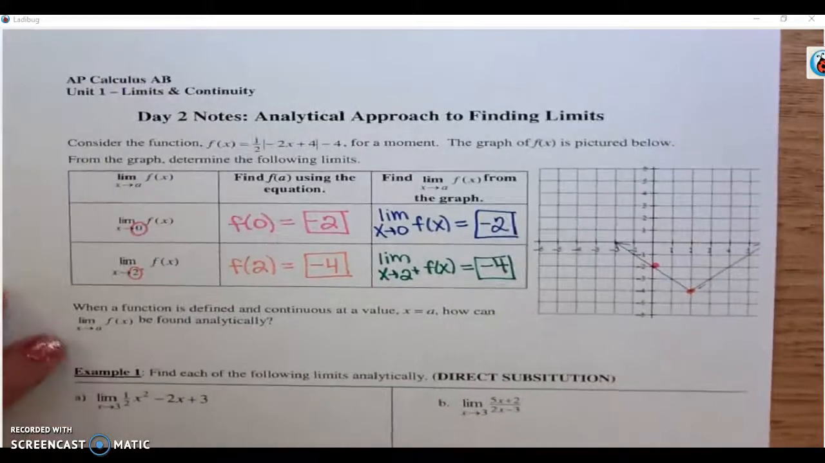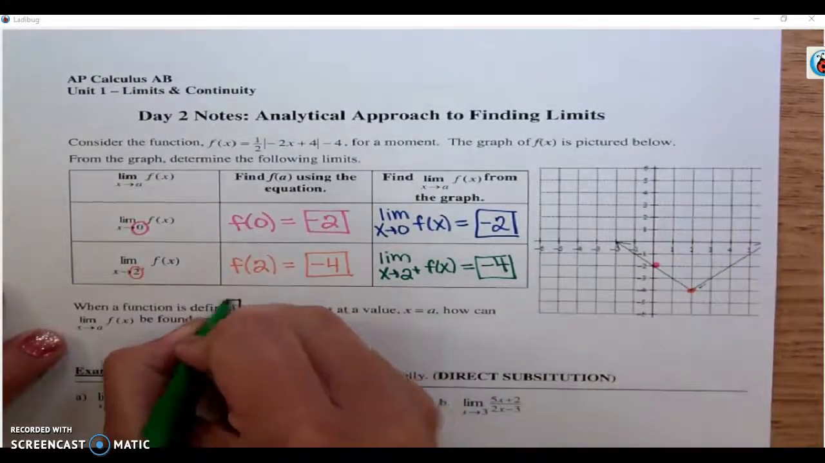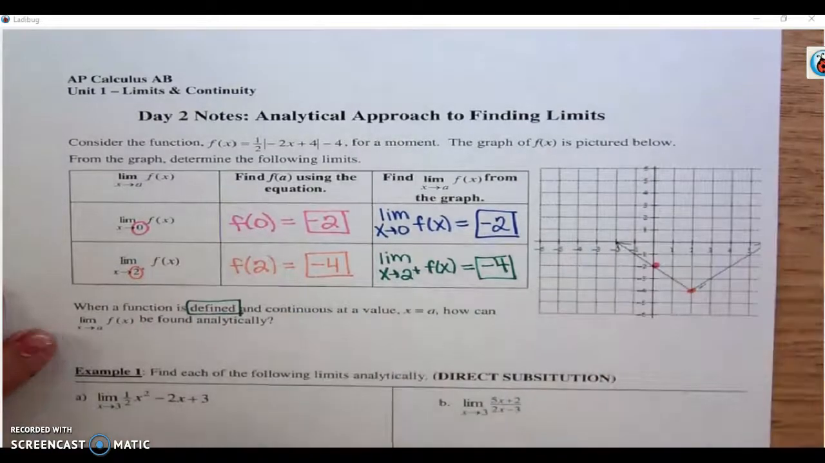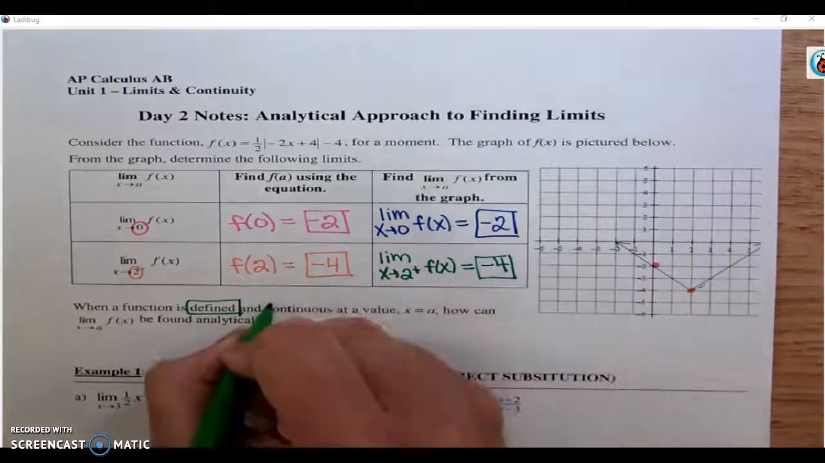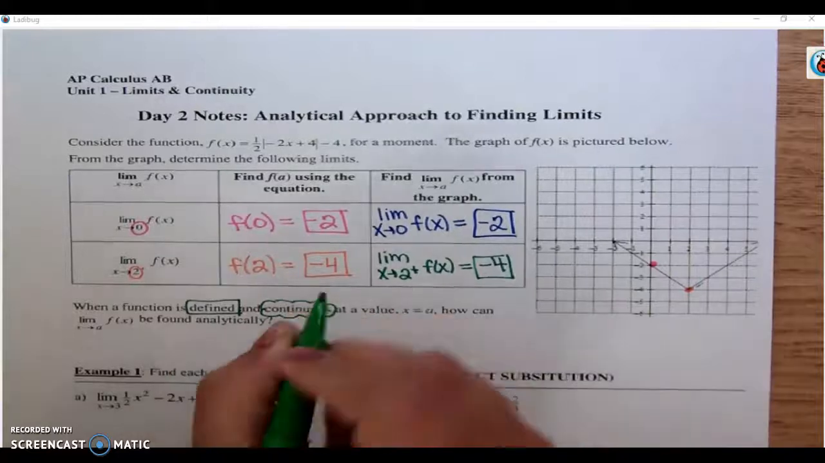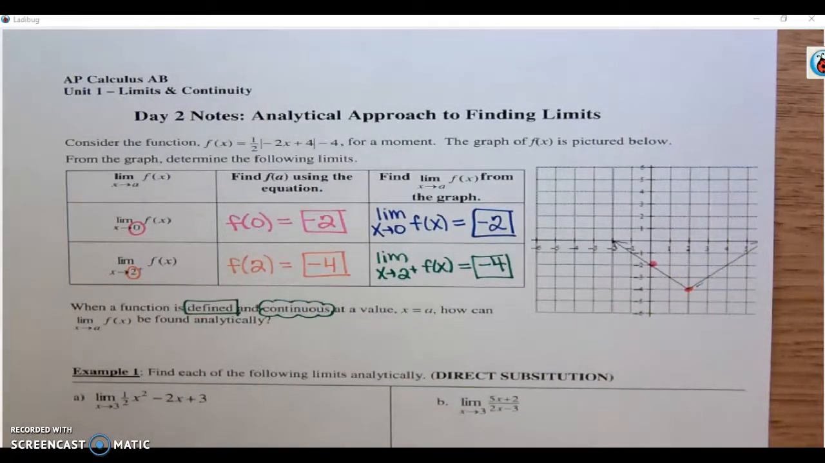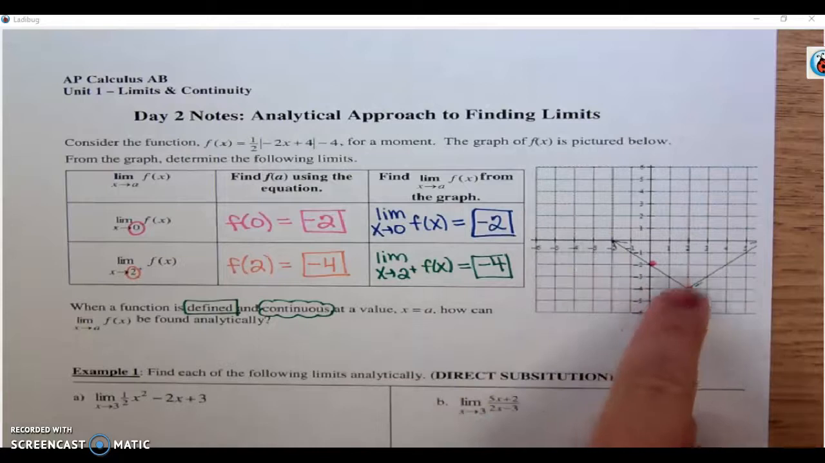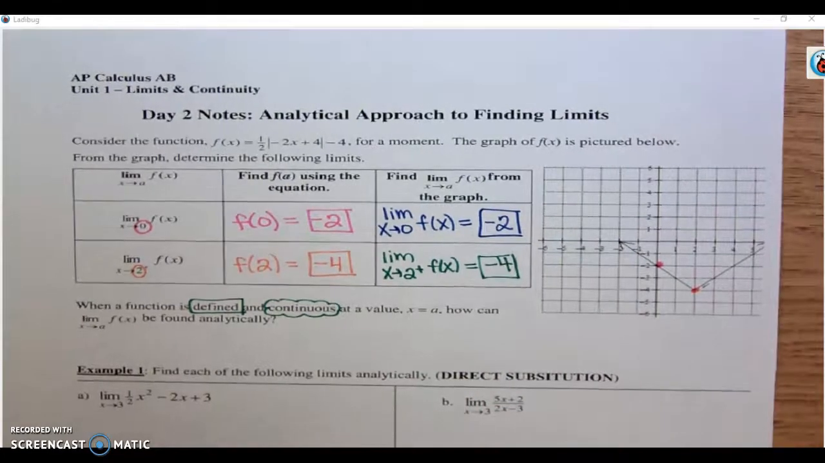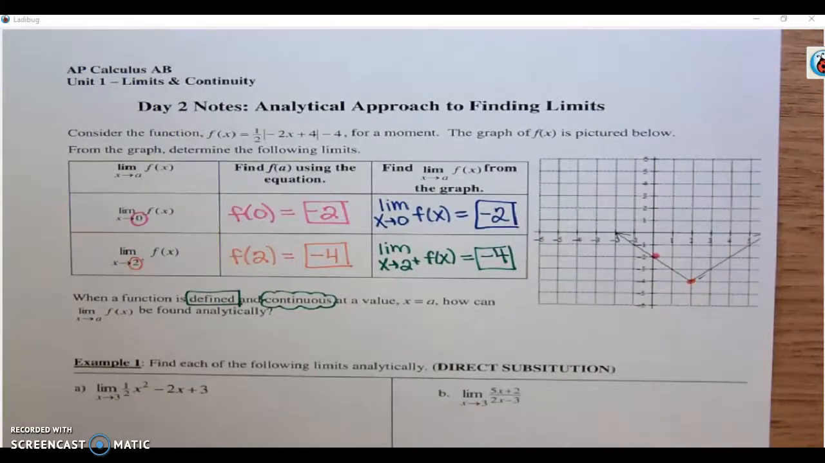So this says when a function is defined, meaning that that point is filled in, that y value is there, and continuous. So just to recap from pre-cal and your other math classes, continuous means there's no holes, there's no asymptotes, there's no jumps. This graph, if you run your finger across it, it keeps going forever. There's nothing there that makes it discontinuous. So if it's defined and continuous at a point x equals a, then how can this limit be found analytically, or how can it be found algebraically?